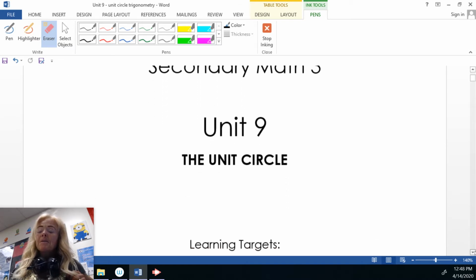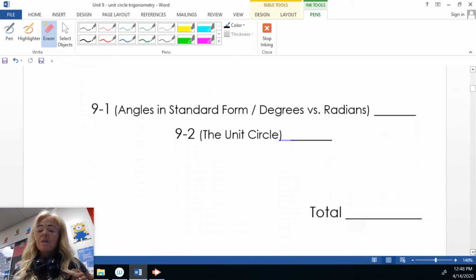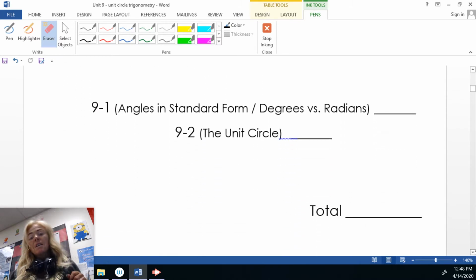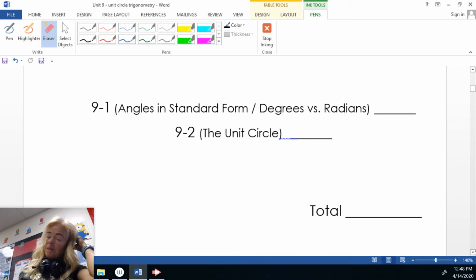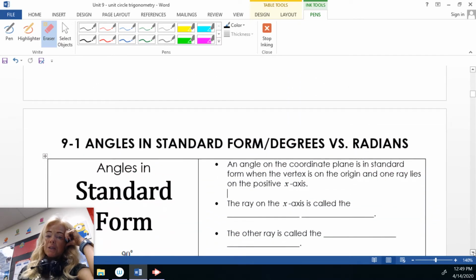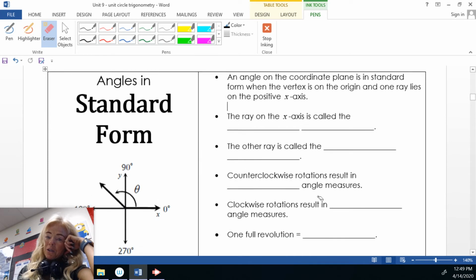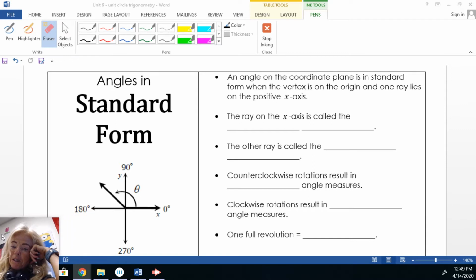But secondary math 3, unit 9, unit circle, we have 2 lessons we're going to talk about. Today we're doing 9-1 and however many parts it takes, but it's angles in standard form, degrees versus radians. Tomorrow I'll set up your 9-2. I wanted to try to get the whole thing up here so you can see the angle and everything involved.